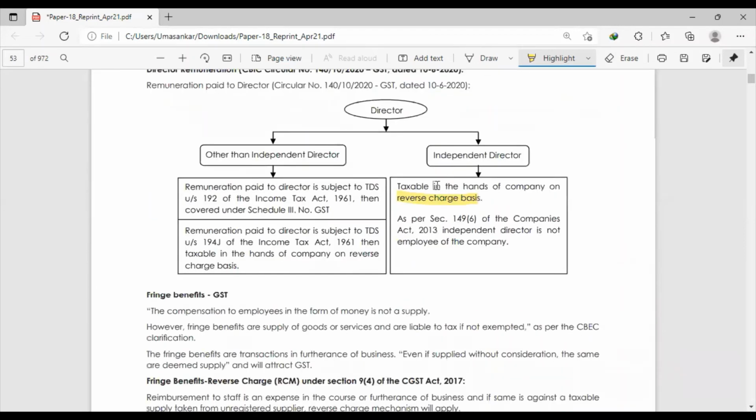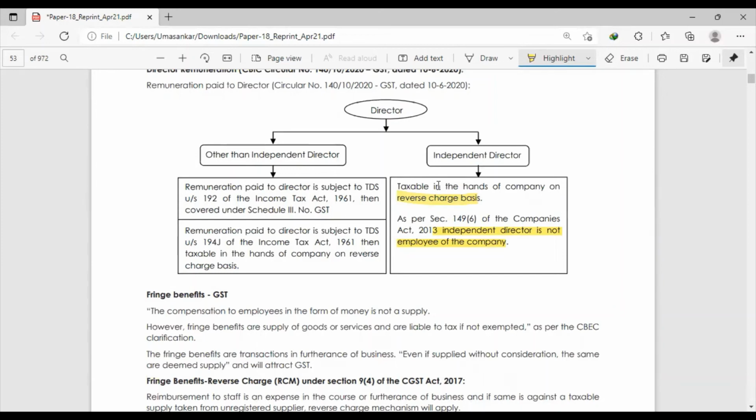Okay, so section 149(6) of the Companies Act says an independent director is not an employee. Because an independent director is not an employee of the company, there is no employer relationship. That means there is some contract under which the independent director holds the position in the company. So it will be supply and GST will be payable on reverse charge.